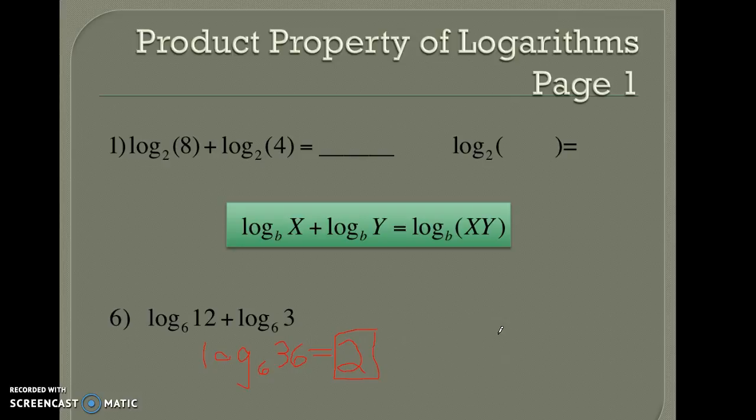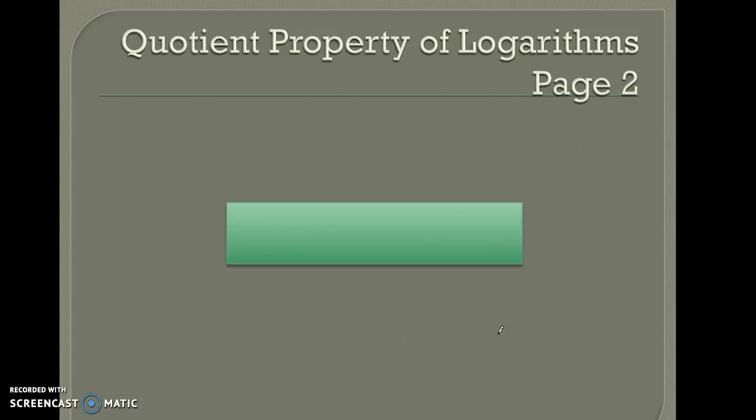Let's look at the next property of logs. Turn to page 2 in your packet. The next property is the quotient property of logarithms. Look at problem 9. We have log base 5 of 625 minus log base 5 of 5 is equal to what? Well, log base 5 of 625 is 4. Log base 5 of 5 is 1. 4 minus 1 gives us 3.